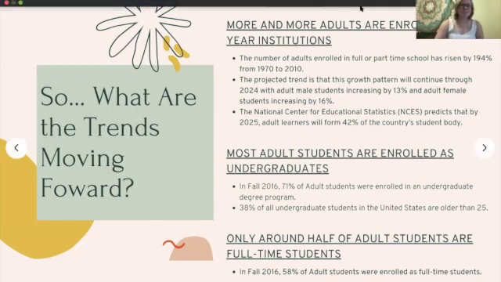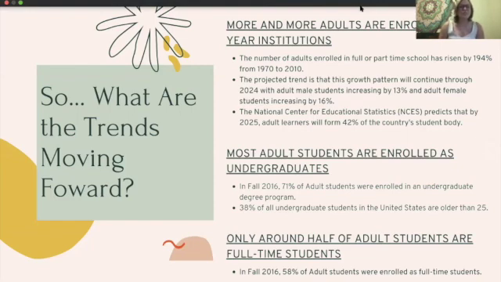So first, I have some statistics up here on the screen. One of the main trends is that more and more adults are enrolling in four-year institutions. The number of adults enrolled in a full or part-time school has risen by 194% from 1970 to 2010. And the projected trend is that the growth pattern will continue through 2024, with adult male students increasing by 13% and adult female students increasing by 16%.